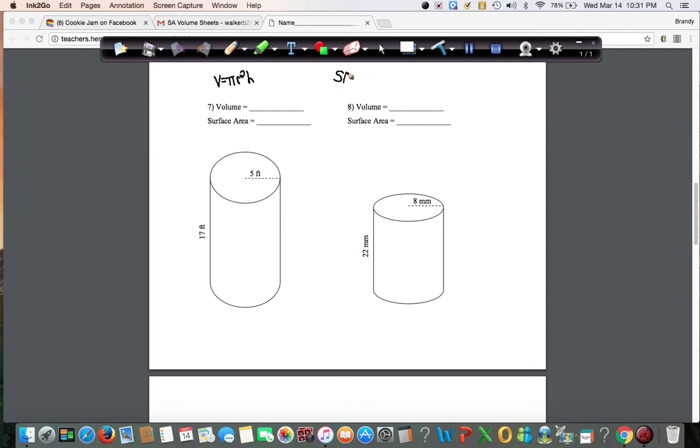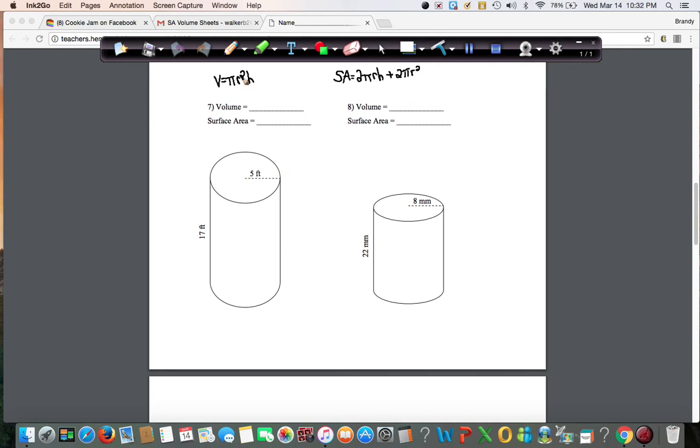Surface area, you need to go all the way around the cylinder, so you're going to have circumference, because remember that goes around, times the height, because we got to know how tall it is, plus the area of both bases. Surface area is the sum of all the sides, all bases going around, whatever it is. So we got to add those things together.